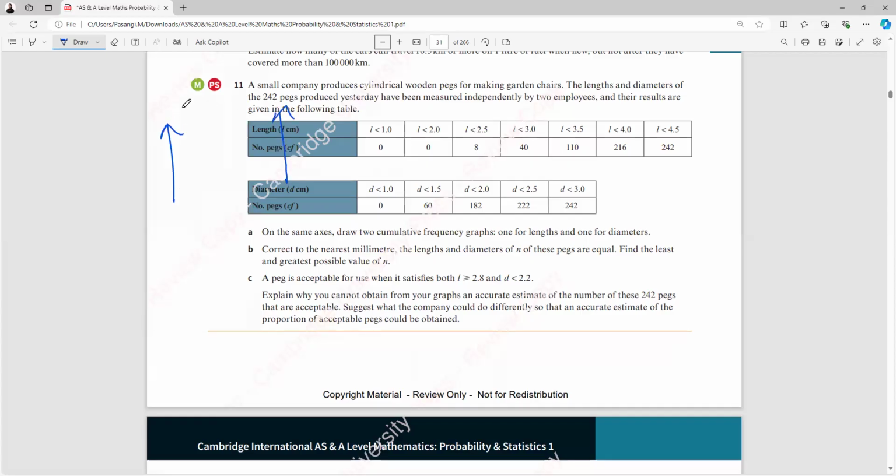So for this side, you may have the length. For this side, you may have the diameter, and in the middle, you have the frequencies. So one graph will look like this for the cumulative one, and the other one will look like this. Okay, that's the method.